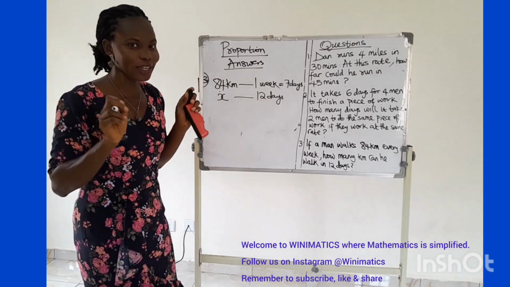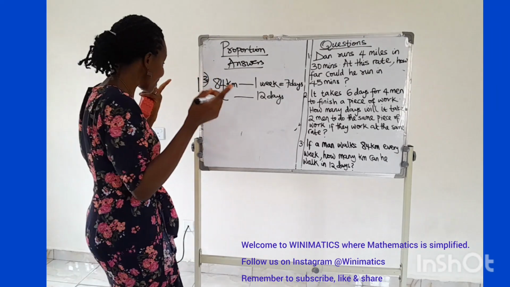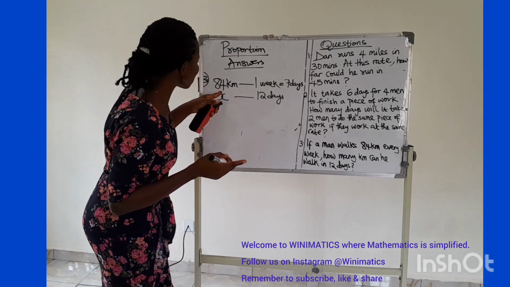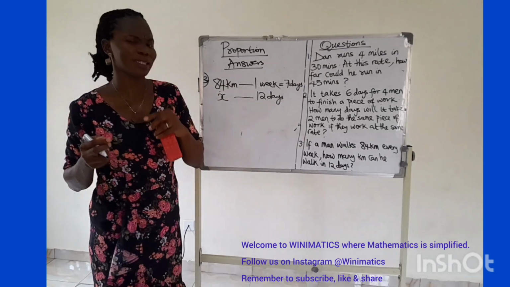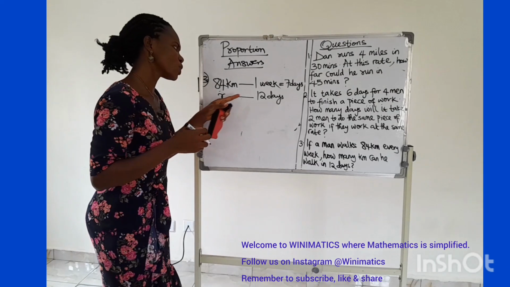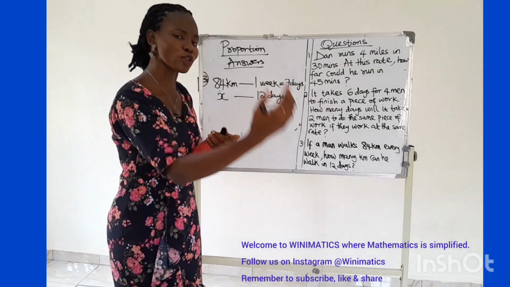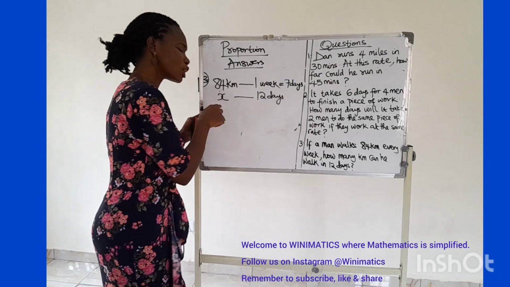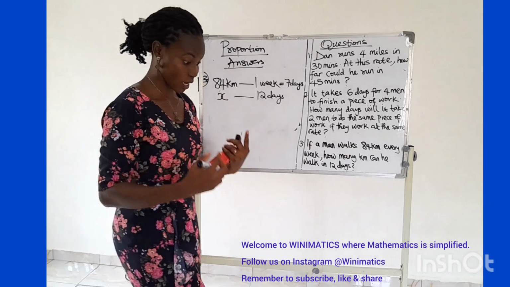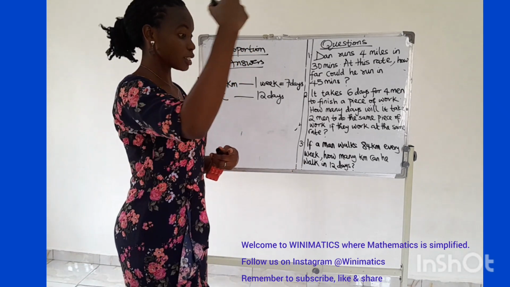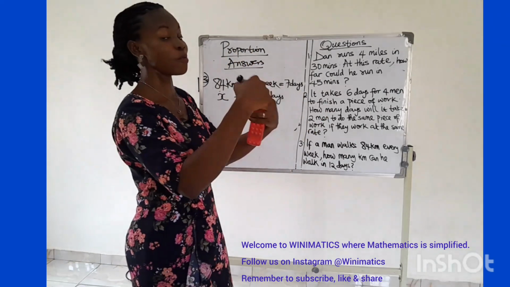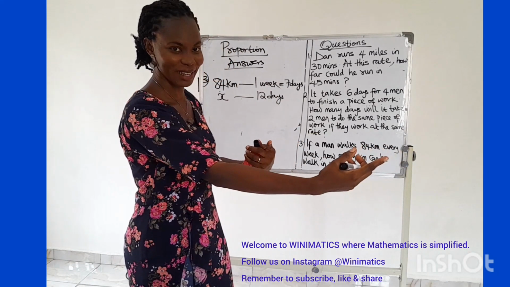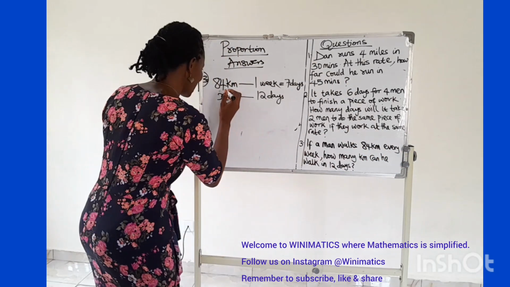So we're going to check again. We put on our thinking cap and say, if this man can walk 84 kilometers in 7 days, how many kilometers will he walk in 12 days? If we keep increasing the number of days, what will happen to the kilometers? If he can walk 84 in 7 days, and you increase the days to 12, he will walk more kilometers, right? So it's going to be more. So write more.